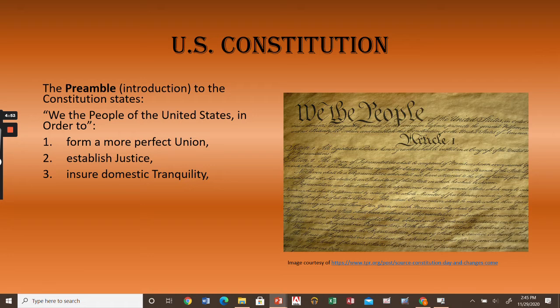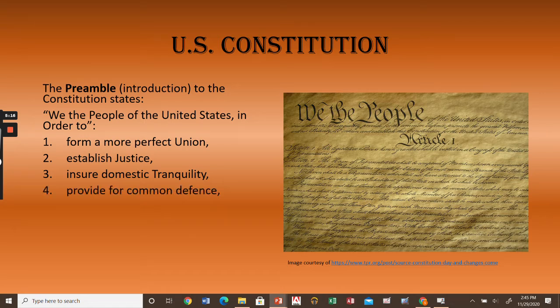Again, go back to the Articles of Confederation. You had all these boundary disputes between the states. The states were arguing over rivers and boundaries and things like that. So one of the reasons we're going to create this Constitution, at least from the founders' point of view, is to bring peacefulness between the states, to bring peacefulness within the United States.